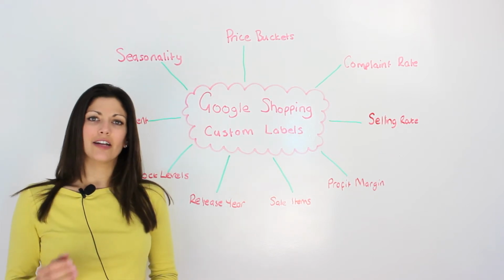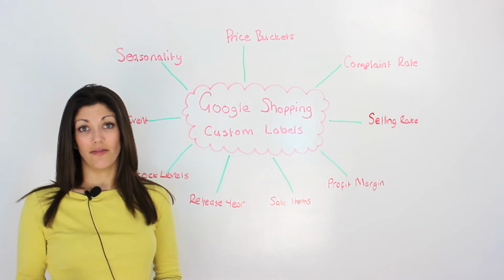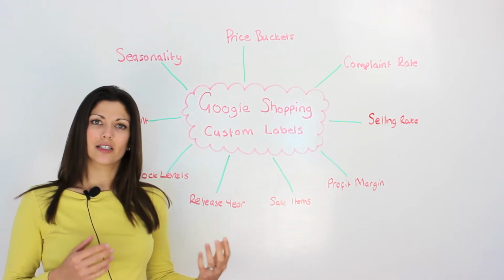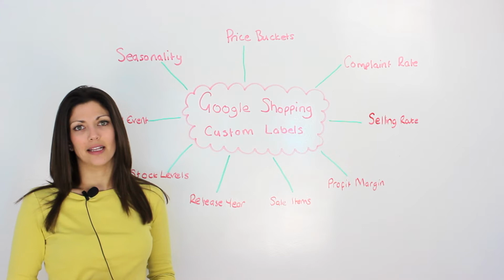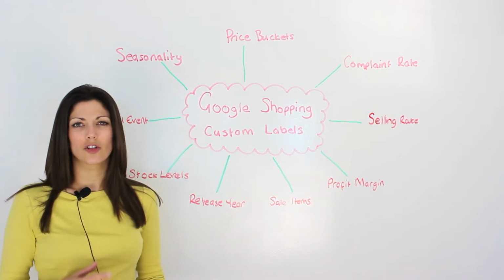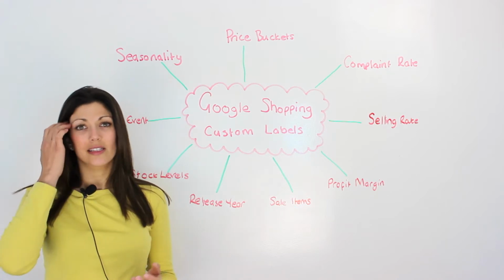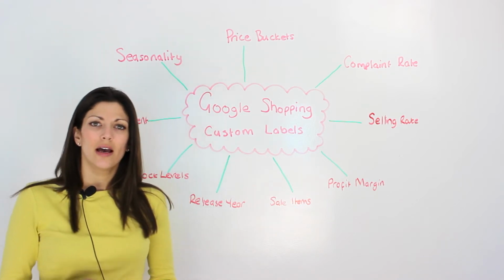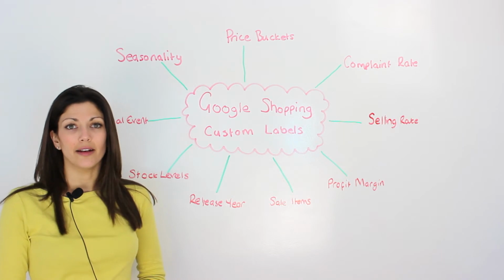Now you've got lots of different attributes within your Merchant Center feed, but when it comes to actually creating and managing your AdWords campaigns for the shopping feeds, you're quite limited in terms of how you can structure your campaigns and how you can segment all of your data and your products. So this is where custom labels come in.